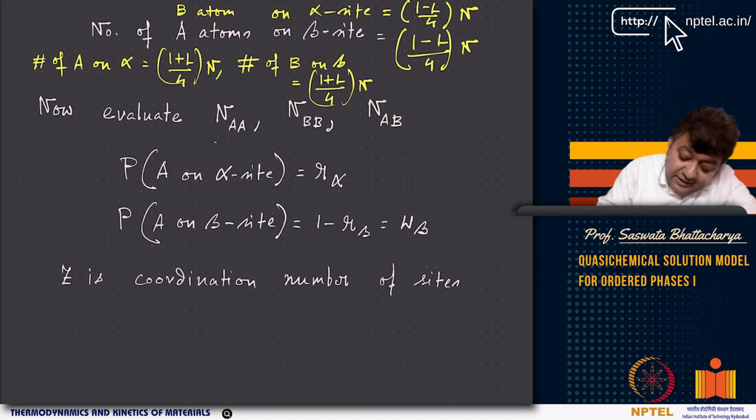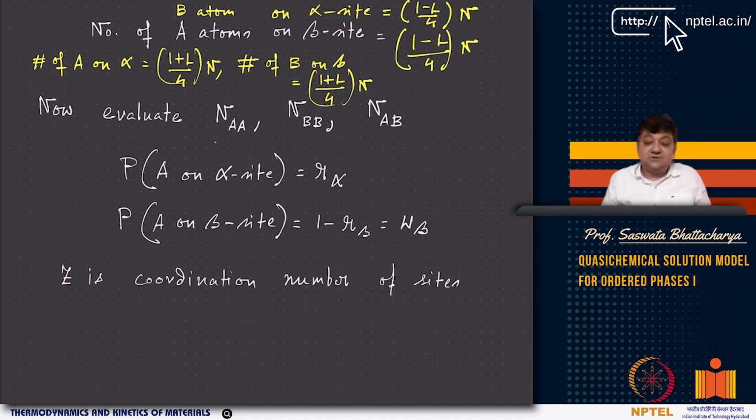Now once we have done that, we get B atoms on alpha site as 1 minus L by 4 into n. Similarly, A atoms on beta site will be 1 minus L by 4 into n, but A atoms on alpha site is 1 plus L by 4 into n, and B atoms on beta site is 1 plus L by 4 into n. So basically, for correct sites, you have 1 plus L by 4 into n, where n is the total number of sites. So 1 plus L by 4 into n is the number of A atoms occupying alpha site. And number of B atoms occupying beta site will be 1 plus L by 4 into n. But now, if you look at the wrong atoms, that is B atoms on alpha side, which is 1 minus L by 4 into n.